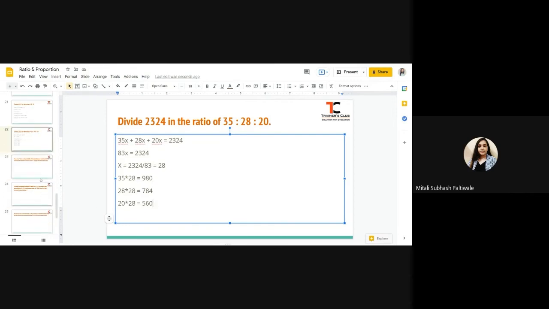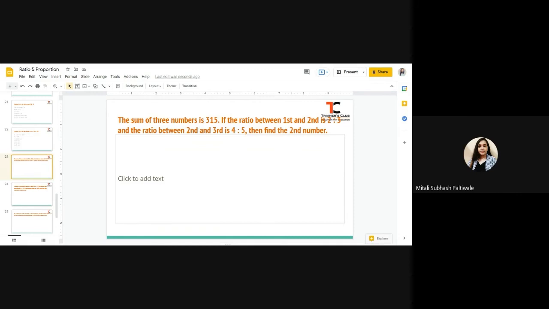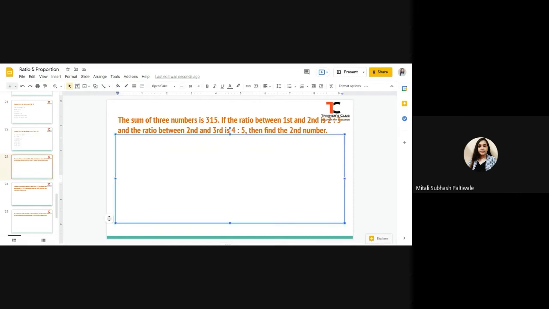Okay, now let's move a little more ahead and find out this question. The sum of three numbers is 315. The ratio of first and second number is 2 is to 3. And second and third number is 4 is to 5. Then find the second number. Now we have to equalize.